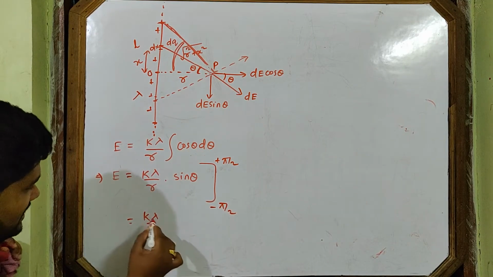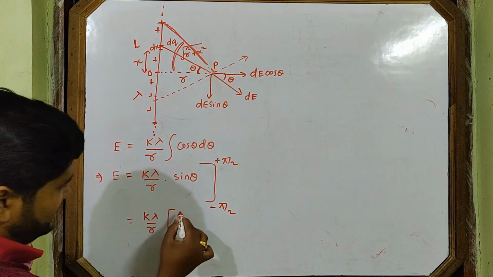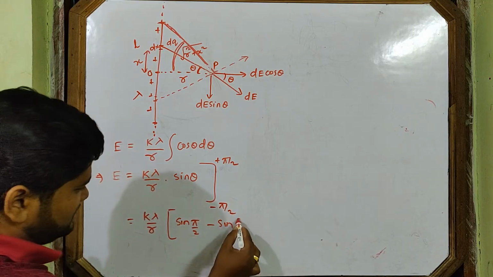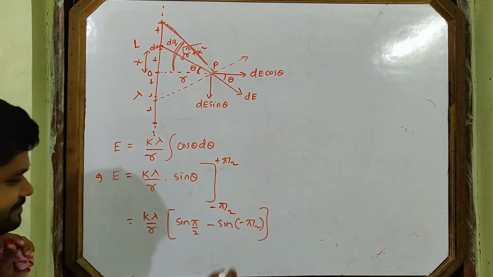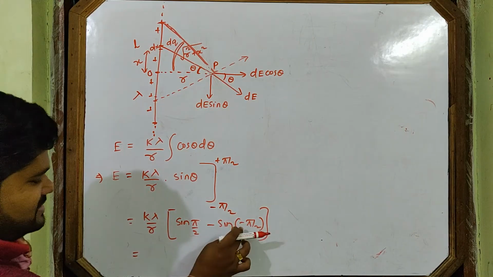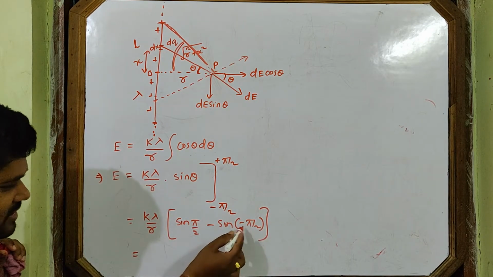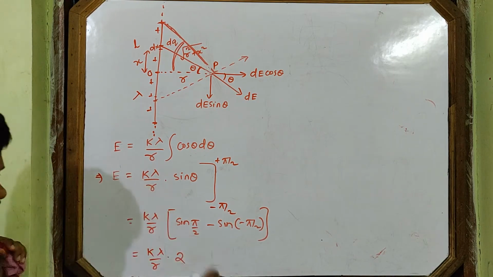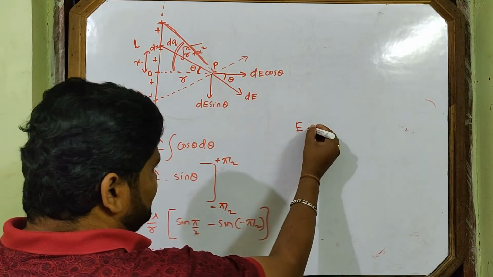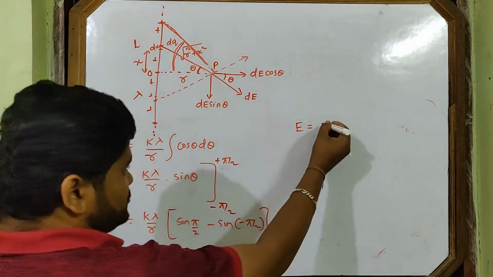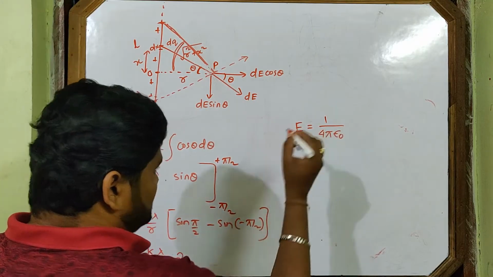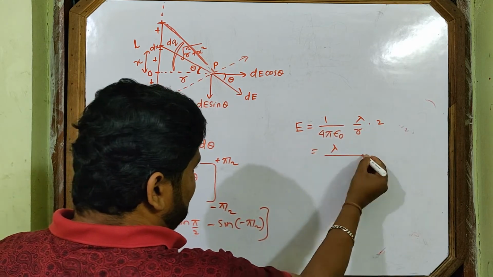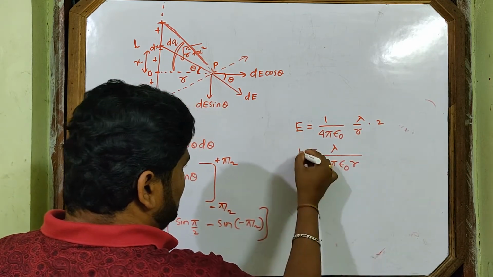K lambda by R. This is sin theta, we have to put the limit: sin 90 first, the upper limit, minus sin minus 90. So now it is coming 1 minus, then this minus comes here, so it becomes 1 plus 1 is 2. So K lambda by R into 2. So this E is coming, how much? In place of K you write the expression 1 by 4 pi epsilon naught, lambda by R into 2, which is lambda by 2 pi epsilon naught R.